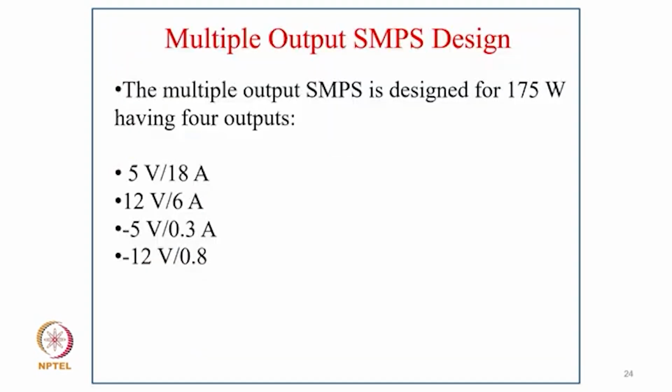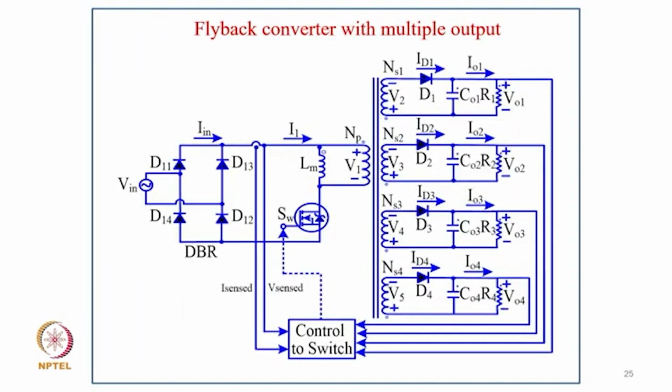Normally this power supply, which is normally for computers, is nowadays designed for 175 watt, but there may be a lot of variation. Earlier we were using a higher rating like 350 watt. Now it is 175, maybe in future it may go further lower, even 100 watt or 75 watt. And what is the voltage? Normally 5 volt was typically 18 ampere, and 12 volt is 60 ampere, -5 volt is 0.3 ampere, and -12 volt is 0.8 ampere. So these are typically the total power circuit ratings.